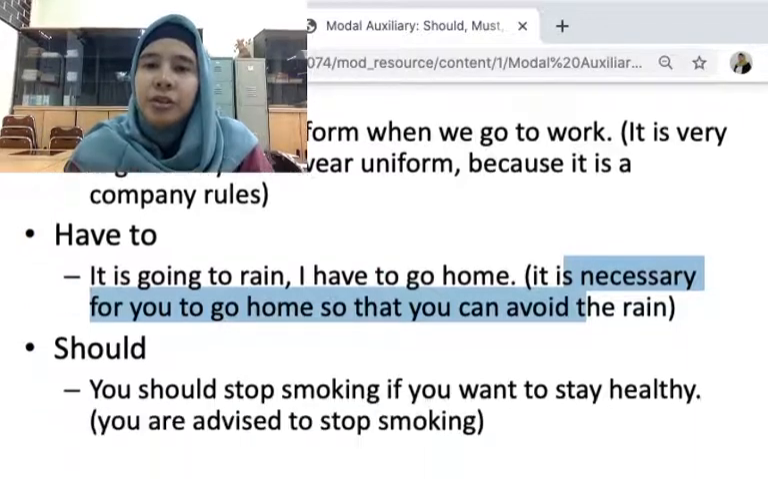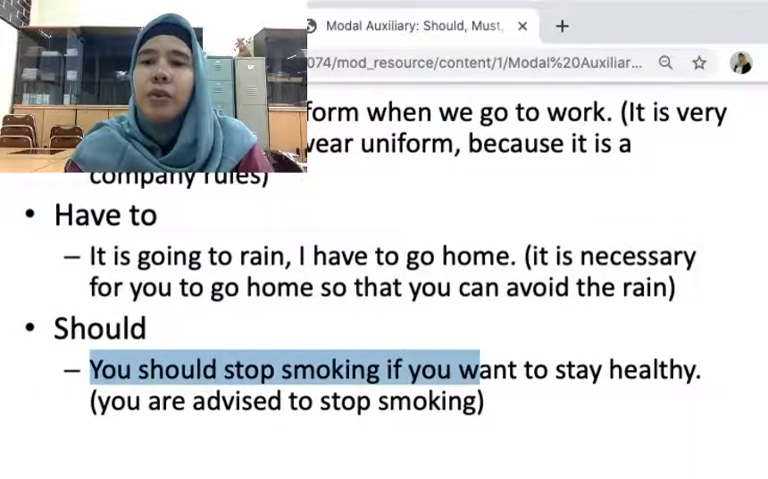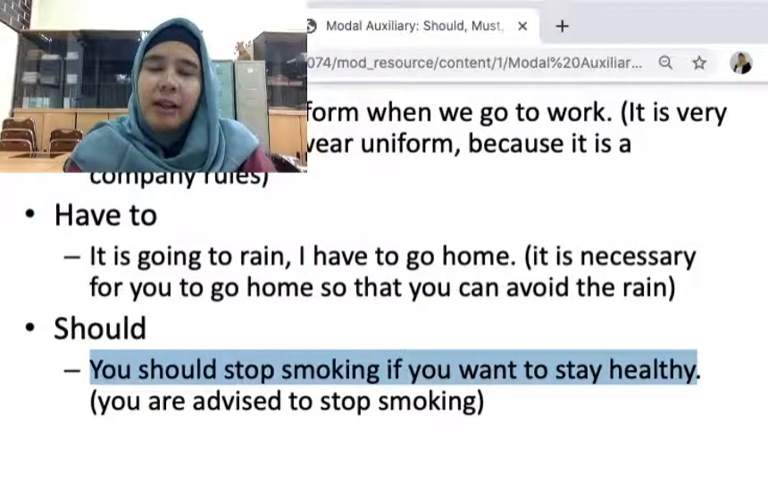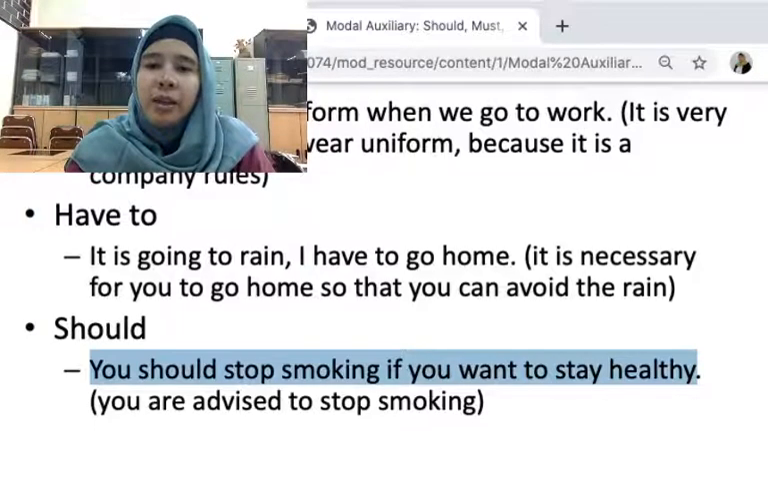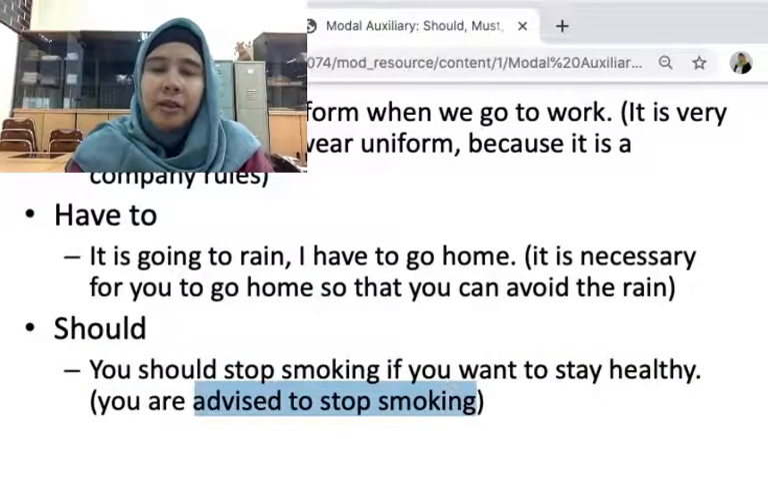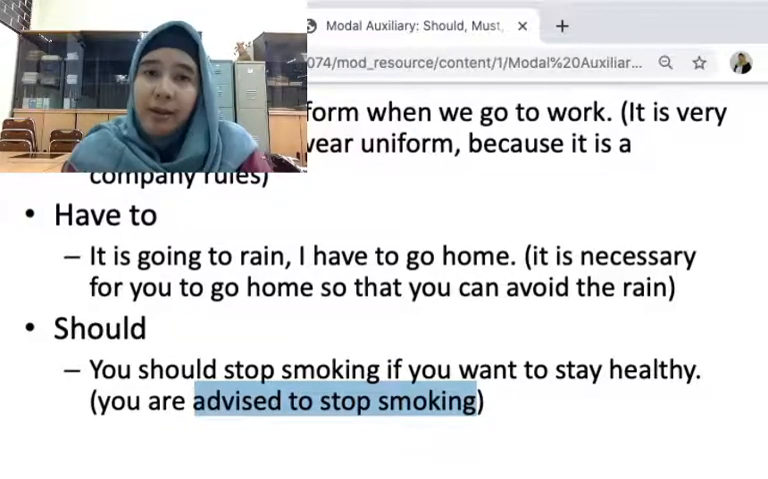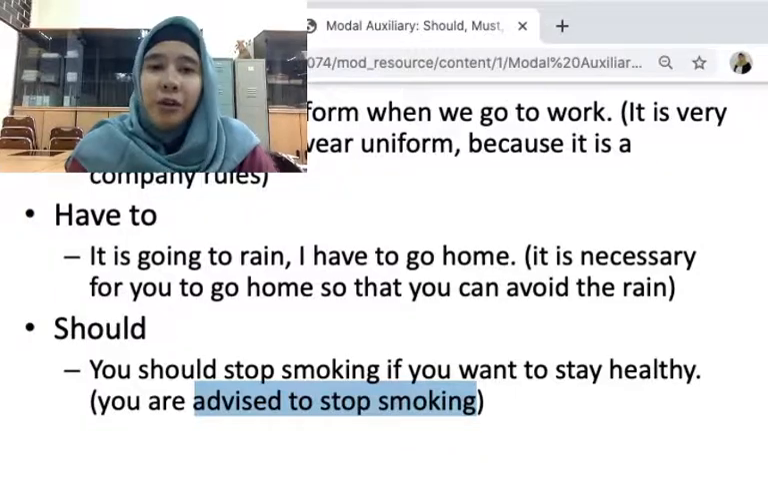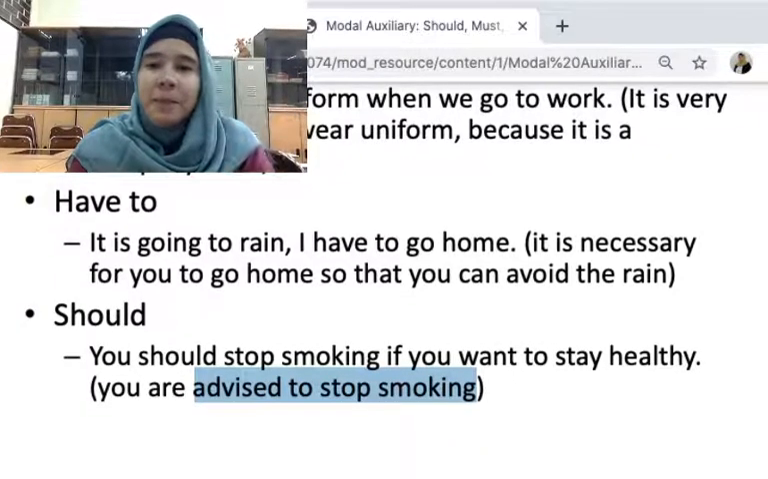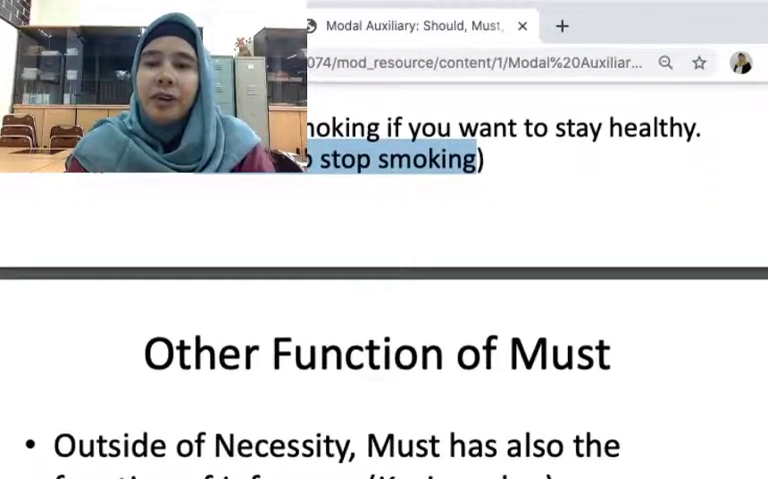Okay, you should stop smoking if you want to stay healthy. You are advised to stop smoking. Okay, it means if you stop smoking it is very good, but if you don't stop and still smoke, it will be okay. Okay, gak masalah. It's your business. That is should.